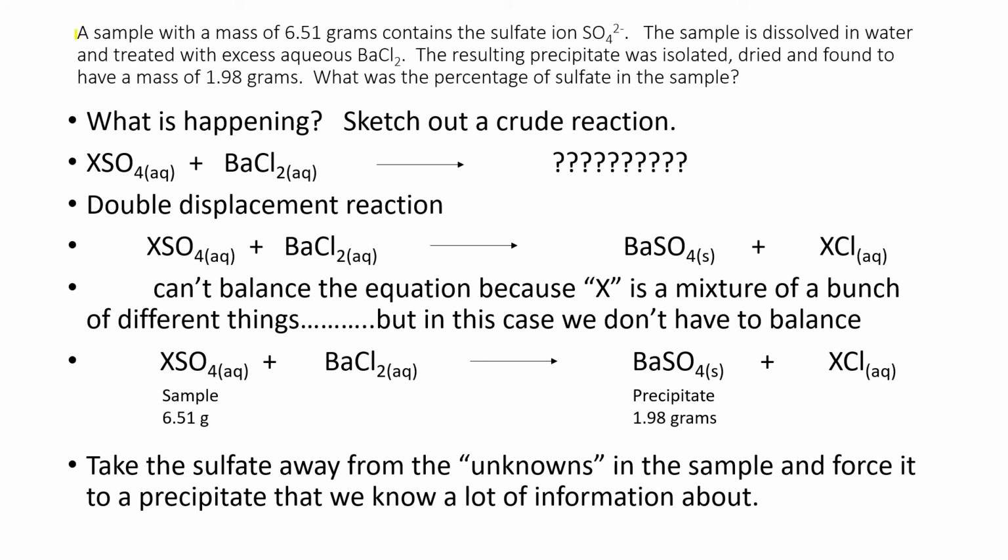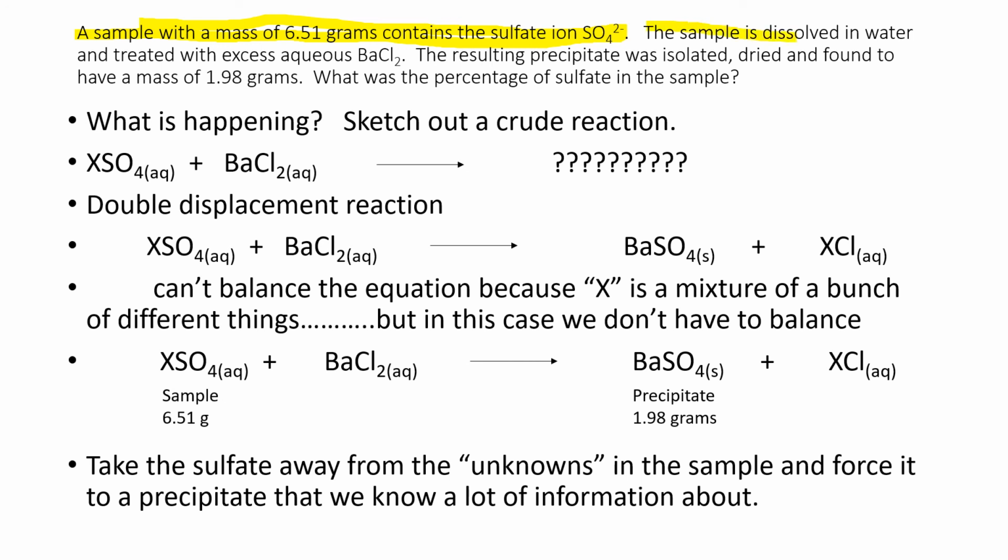So this problem reads, a sample with a mass of 6.51 grams contains a sulfate ion. So you have this sample, it weighs 6.51 grams, contains the sulfate ion. You don't know what else it contains. It's probably a mixture of many, many things. The only thing you know is the total mass of the sample and that it has sulfate ions.